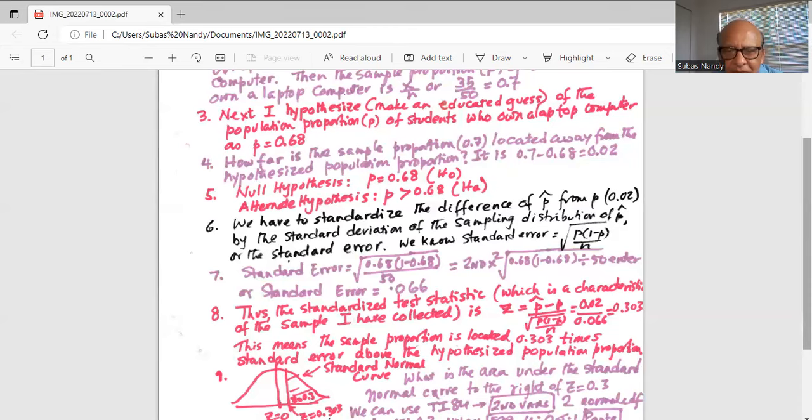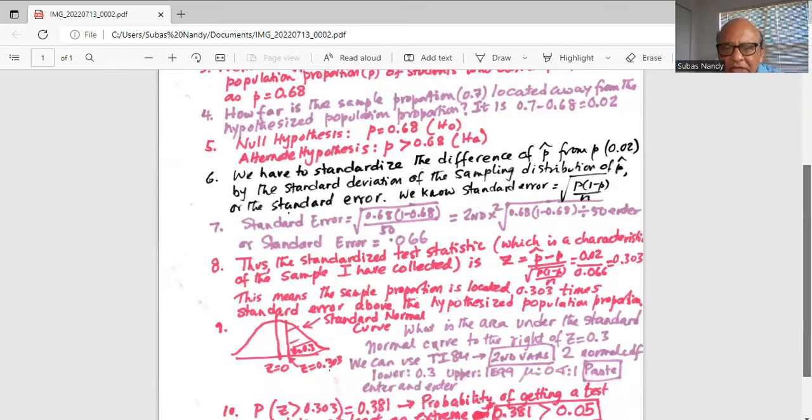0.68. Now I show you a standard normal curve. The center of the curve is Z equal to 0. It's a bell-shaped curve. And I have determined my test statistic as 0.303, which is on the right of the mean at the center, Z equal to 0. It's on the right of the center, Z equal to 0.303. Now I want to find out what is the area under the standard normal curve to the right of Z equal to 0.303. We can use the TI-84.